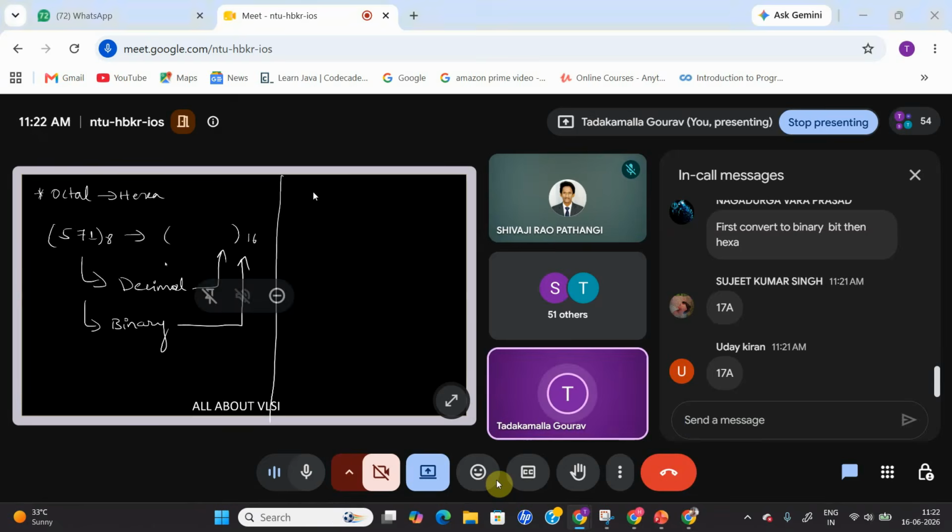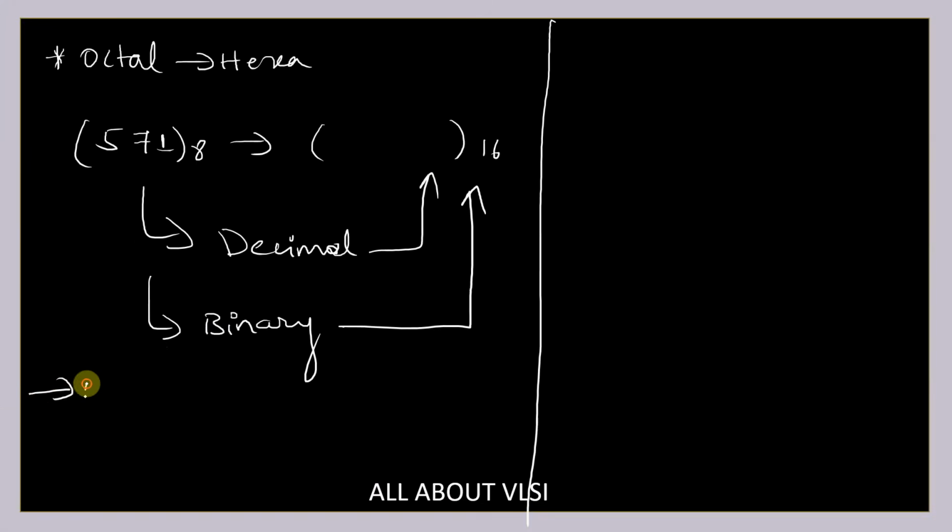Okay. And I hope you all are aware that in hexadecimal numbers, up to 9, you are going to represent it normally, and 10 you are going to represent as A, 11 is B, 12 is C, 13 is D, 14 is E, and 15 is F.